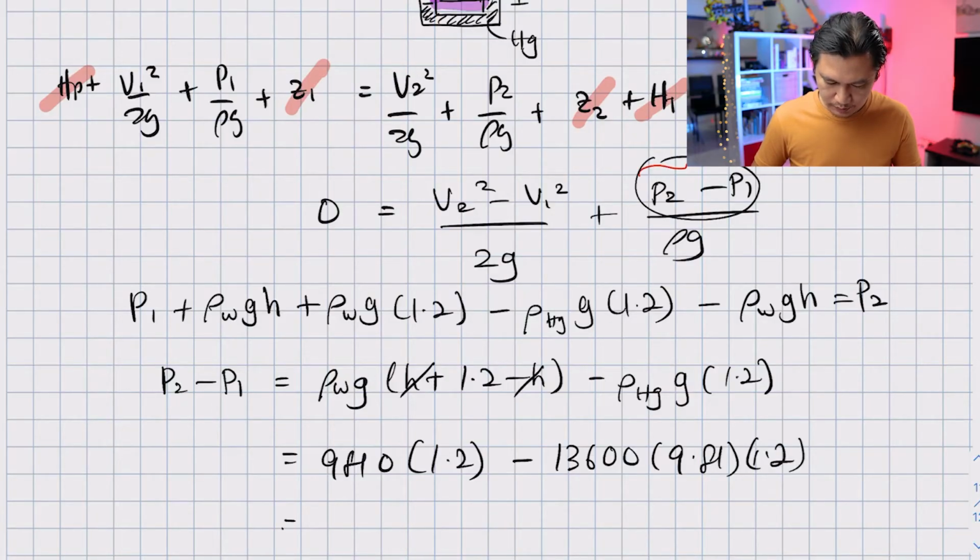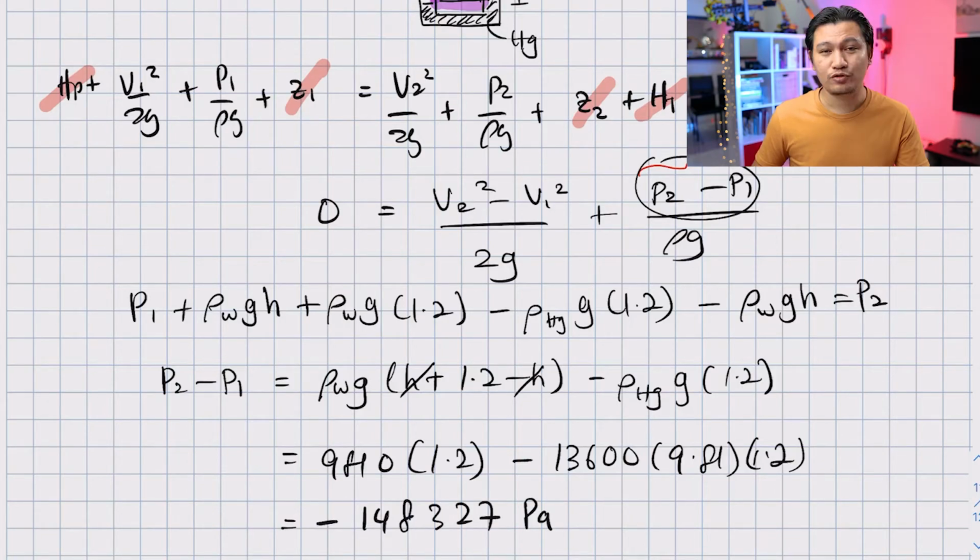This will be 9810 times 1.2 minus 1,600 times 9.81 times 1.2. This is minus 148,327 Pascal. So 148 kilopascal is actually quite high. So I suspect that the mass flow rate will be high as well at the end. And is it true that this is negative?